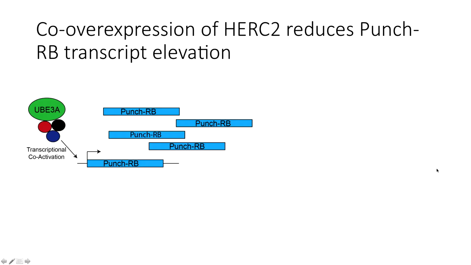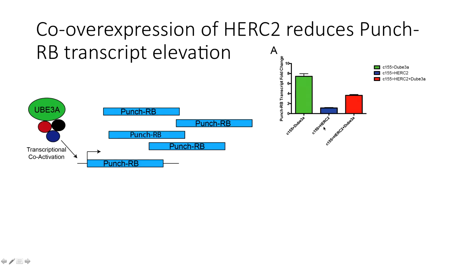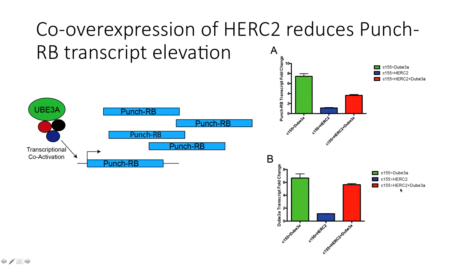Dr. Ryder's lab showed a while ago that UBE3A acts as a transcriptional coactivator, so when UBE3A levels are elevated, we see upregulation of the Punch transcript, shown here. When I overexpress UBE3A in neurons, I see about an 8-fold elevation of this Punch-RB transcript. When I overexpress just HERC2, I don't see this elevated Punch transcript, but when I overexpress both HERC2 and UBE3A at the same time, the coactivation function of UBE3A is actually reduced. It goes from about 7 or 8-fold down to about 3. And this is not simply due to reduced amounts of UBE3A transcript.